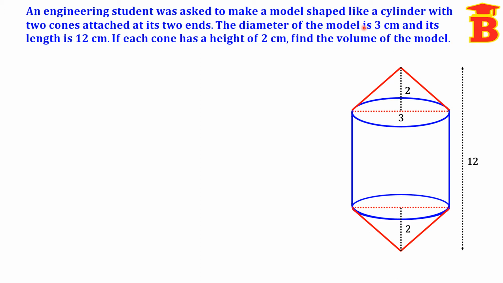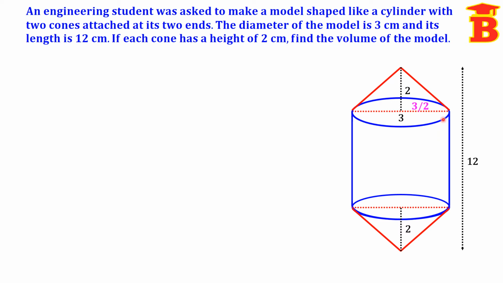Given the diameter of the model is 3 cm. Therefore, the radius is 3 by 2 cm. And given the total height is 12 cm. So, the total length means total height, that is 12 cm. And the height of the cone is 2 cm. So, this height is 2 cm and also this height is 2 cm.